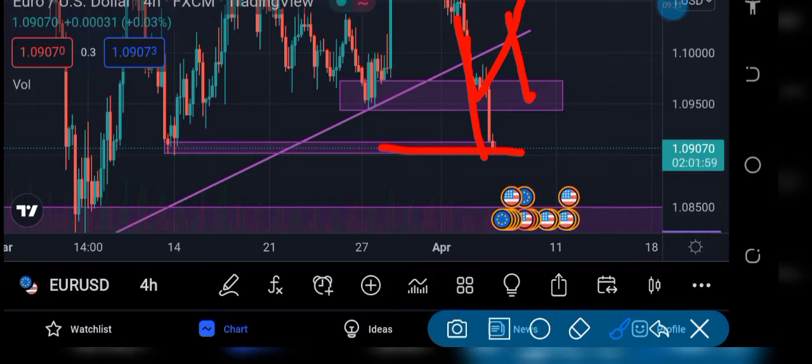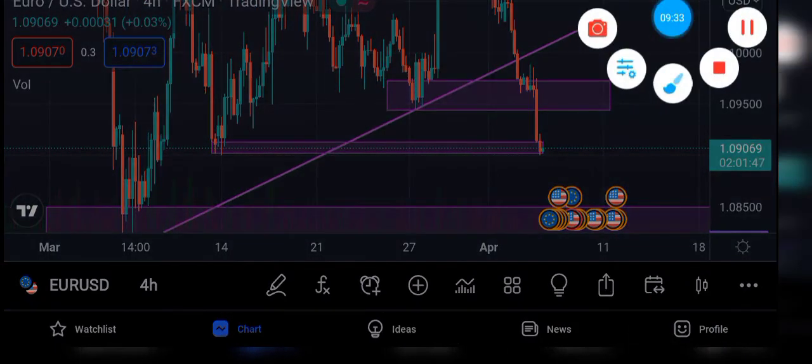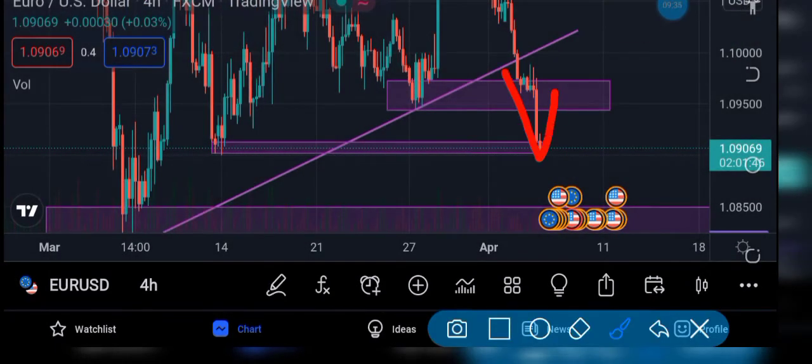So what I'm looking for apparently is price to retest this zone and move down. You understand? So it's price to retest this zone and move down to the weekly zone.